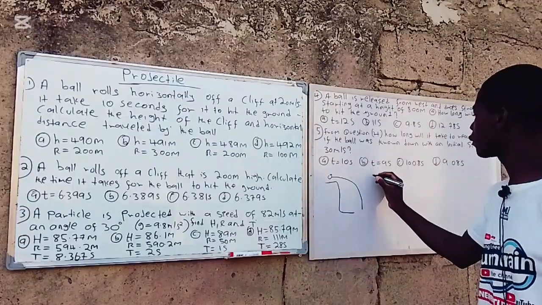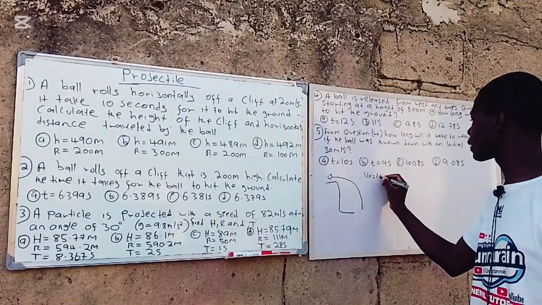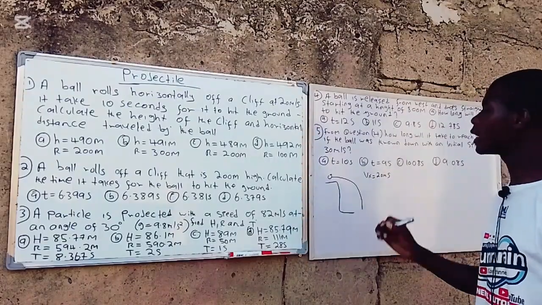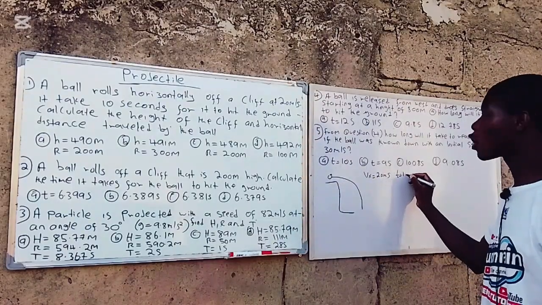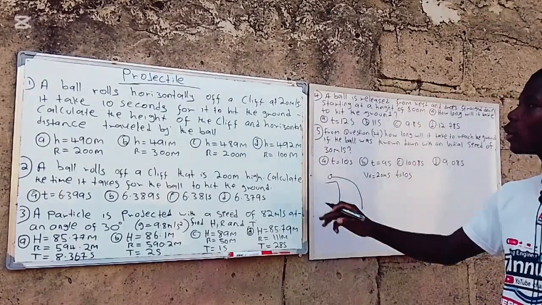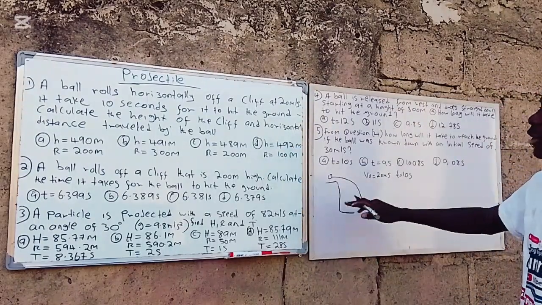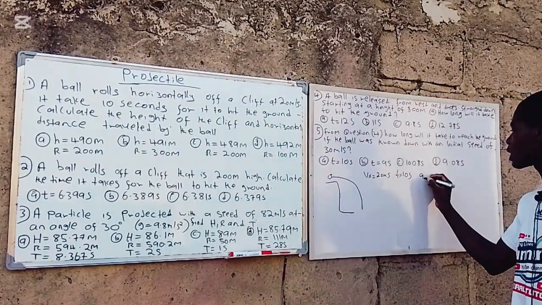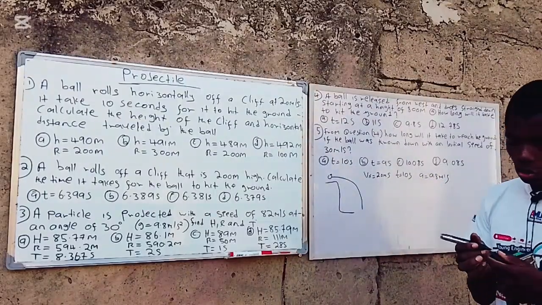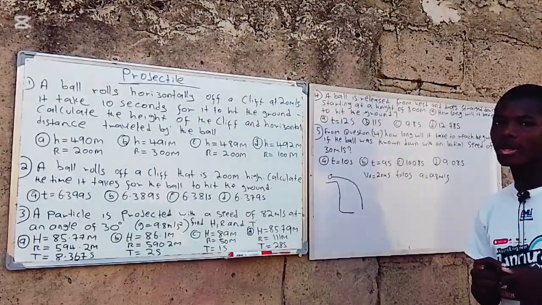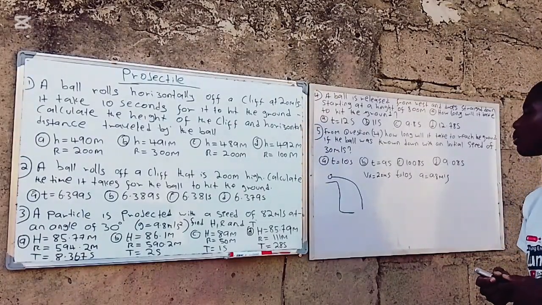Therefore the velocity Vx is equal to 20 meters per second, and the time is equal to 10 seconds. Since we are talking about the ground, we must have the acceleration, which is 9.8 meters per second squared as usual. So what relation are we going to use? Whenever I write a formula, you have to keep it down.